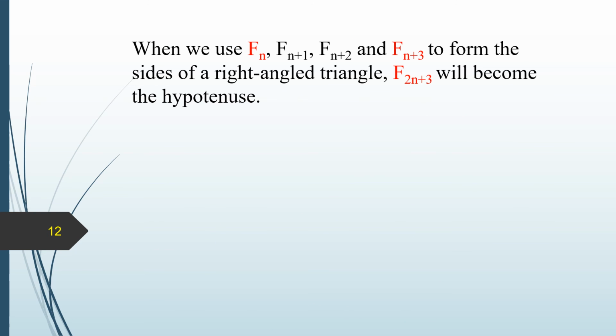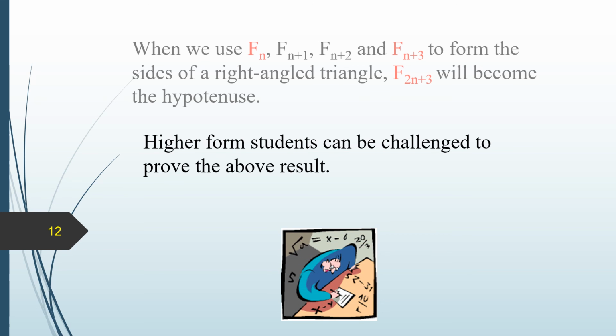When we use 4 consecutive Fibonacci numbers, say f_n, f_(n+1), f_(n+2), f_(n+3), to form the sides of a right angle triangle, we know that f_(2n+3) will become the hypotenuse of this right angle triangle. We can ask higher form students to prove this result. It will be challenging, but students will find it very rewarding.